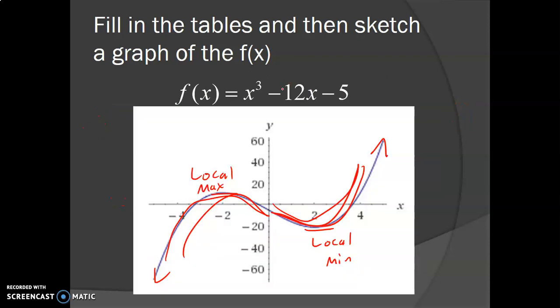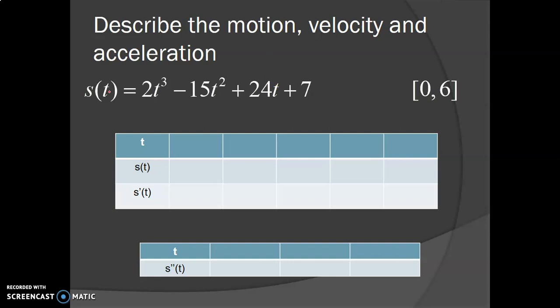All right, let's look at another example using position. So if we talk about position and we want to talk about the velocity and the acceleration, we would be looking at the first derivative and the second derivative of motion. So if our motion was f of x, then our velocity would be f prime, and our acceleration would be f double prime. And instead of f, a lot of times you'll have s of t, so then we're going to be looking at s prime, and we're going to be looking at s double prime.